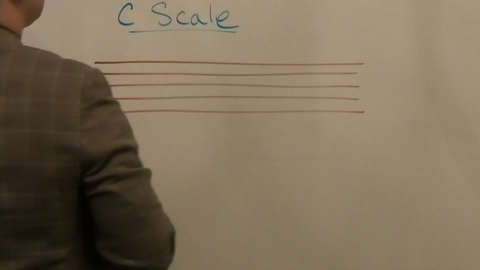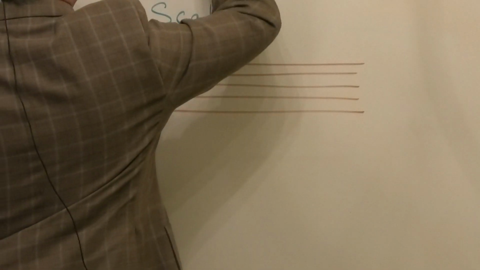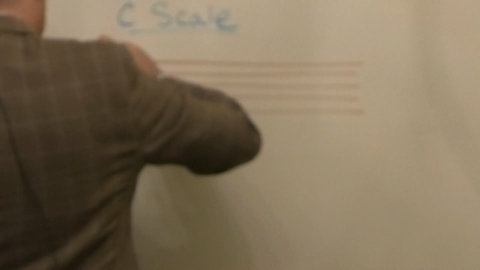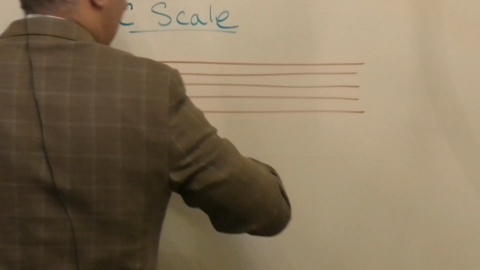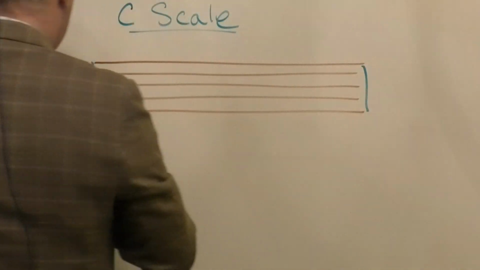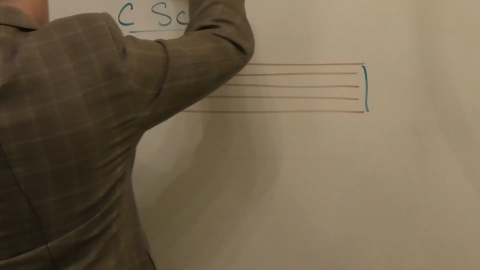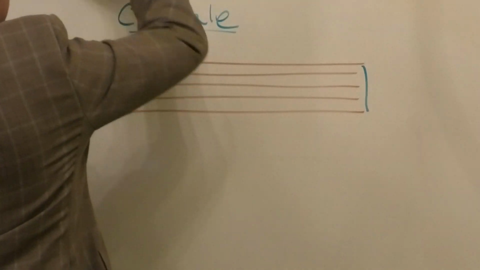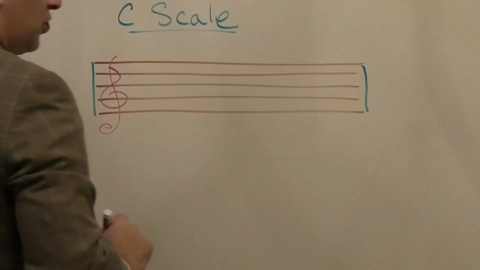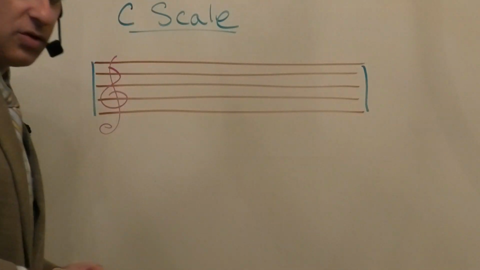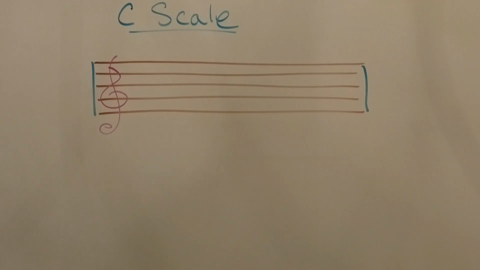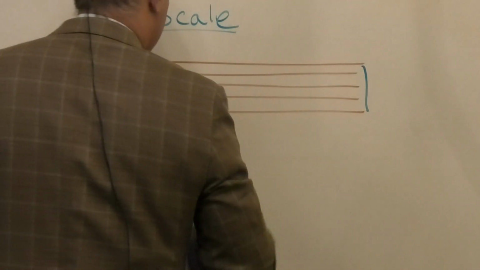There's 5 ledger lines. It's called a staff because those lines work for you. They're your staff. These are 2 bar lines or measure lines. Everything in music has 2 words to describe it. We can call it a bar line or a measure line. This is a treble clef or a G clef. That tells us that's where G is.